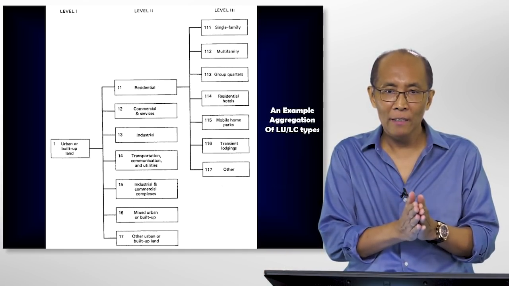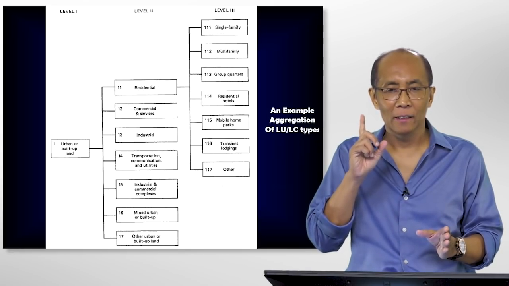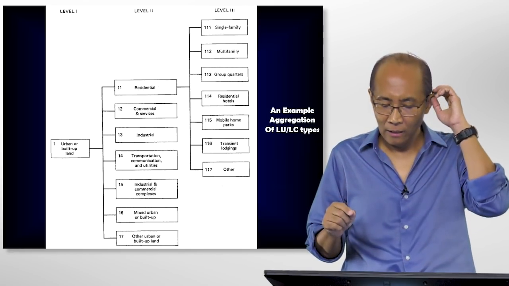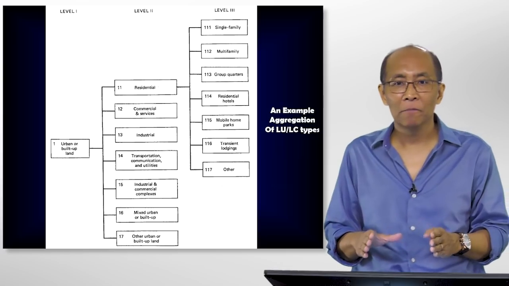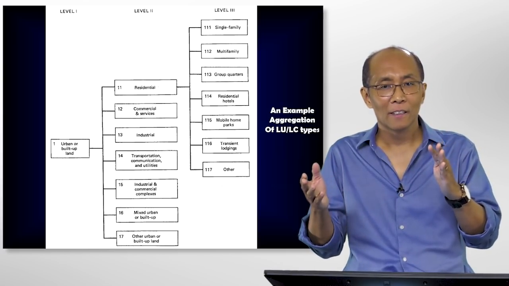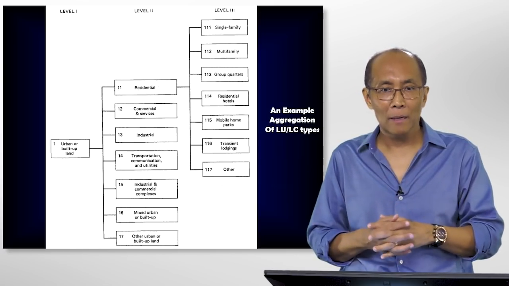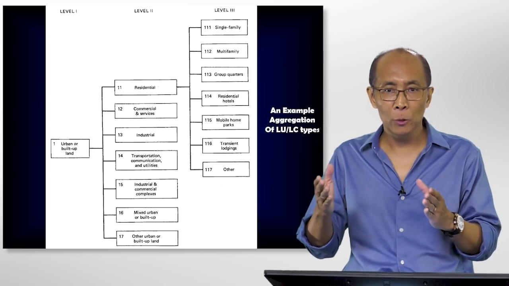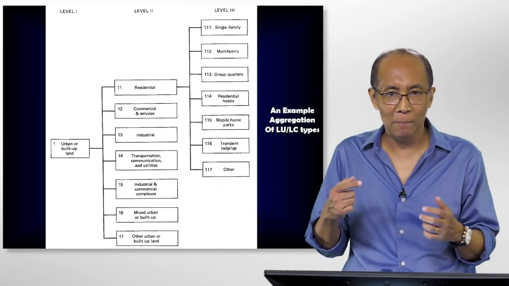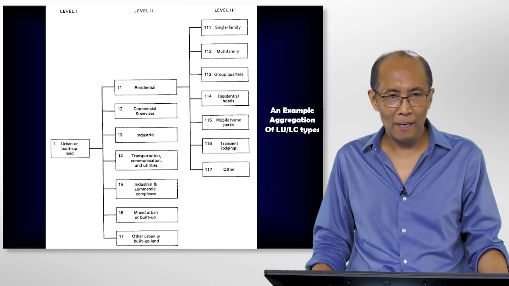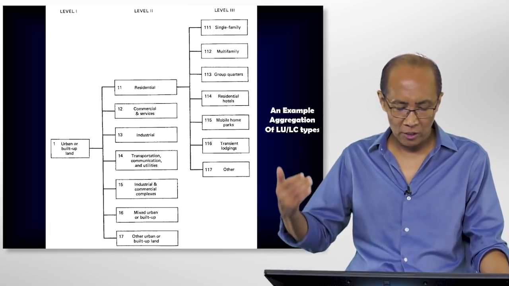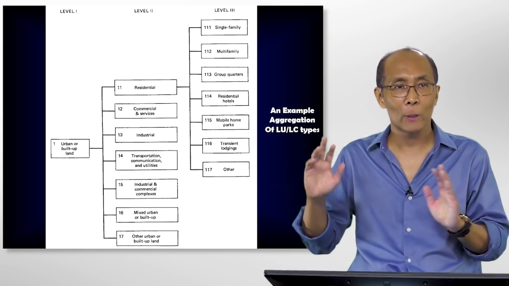With a level 1 satellite, you can identify one particular type for urban area, that is the urban or built-up class. But for level 2, with a smaller pixel size satellite image, you're able to identify residential, commercial, industrial, transportation, industrial and commercial, and mixed urban, and so on.